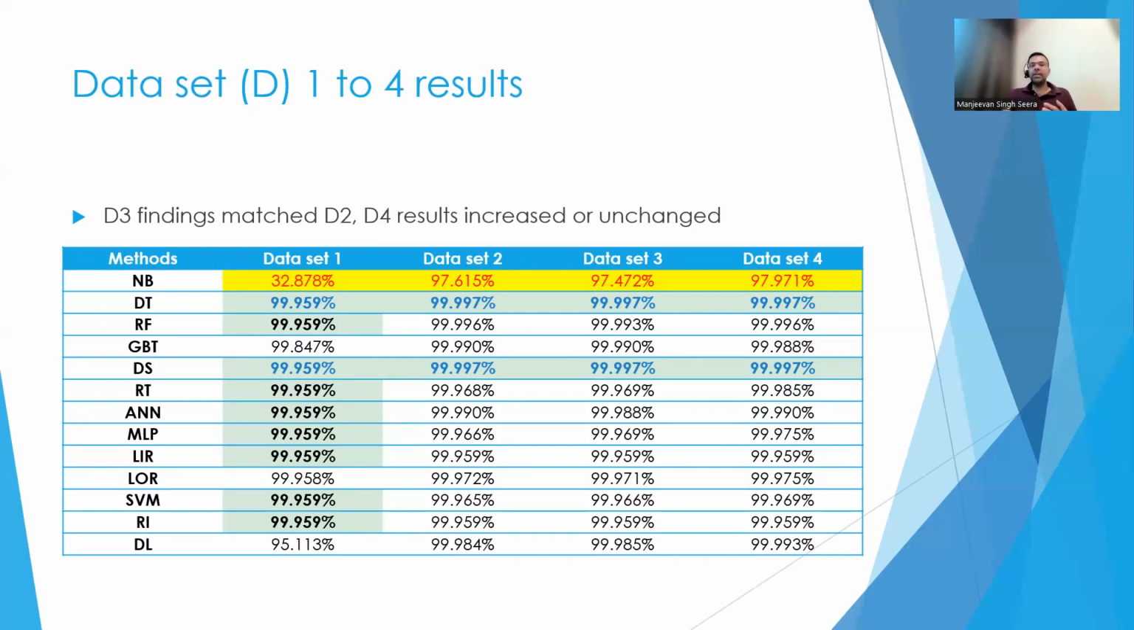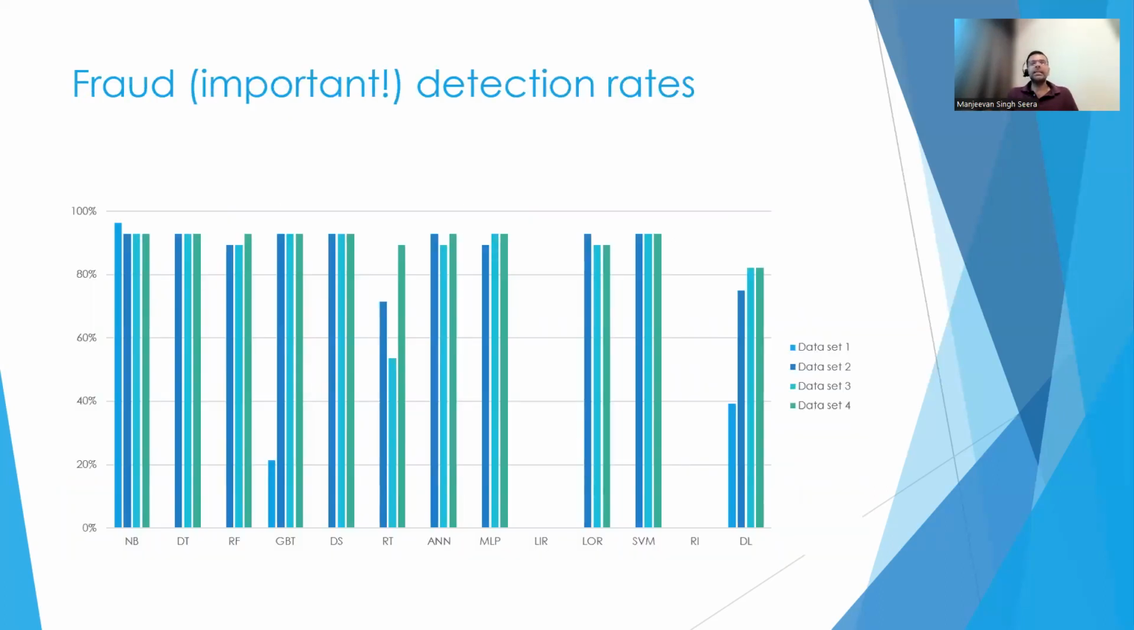So with the use of aggregated features in dataset 2 to 4, the experimental accuracy did increase. Now, detecting the fraud rates is as equally or more important as the non-fraud. If we look at how the results are scattered, the linear regression and also the rule induction algorithm could not detect any fraud at all.